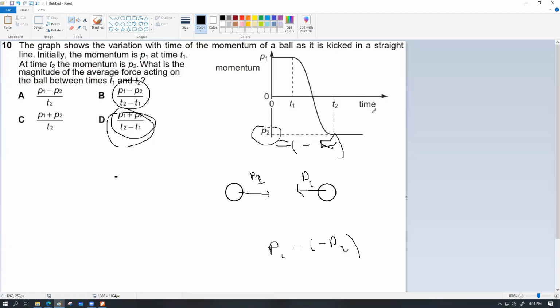Sir, tell me. Sir, can you explain the collisions between these balls? This part.